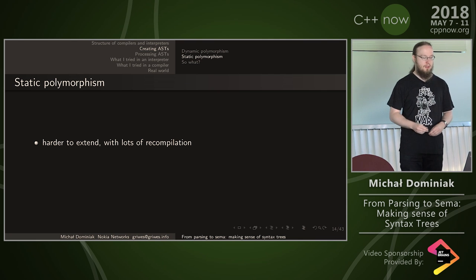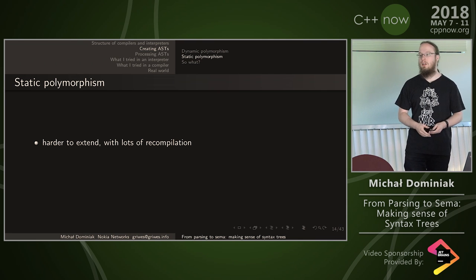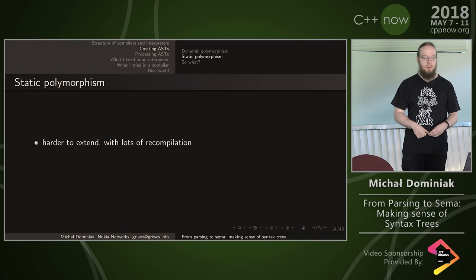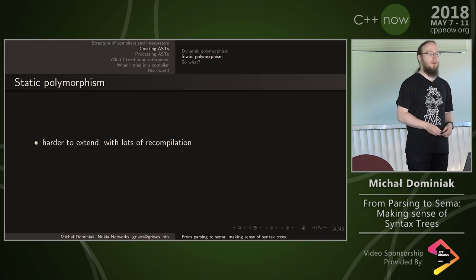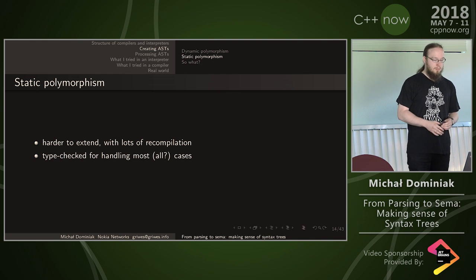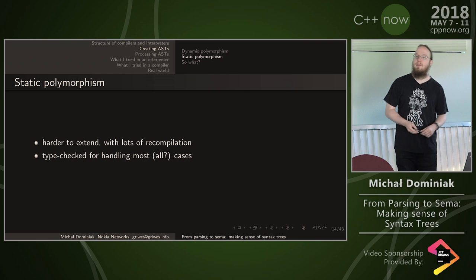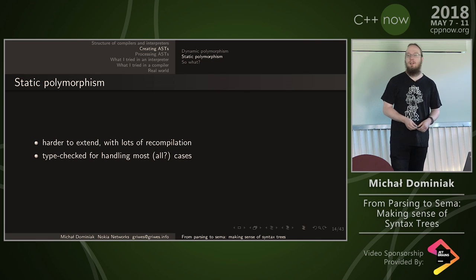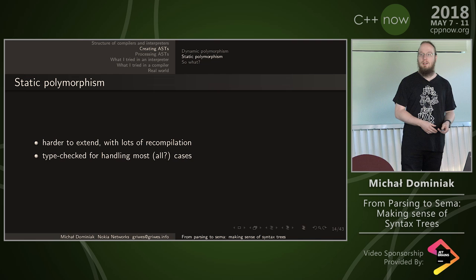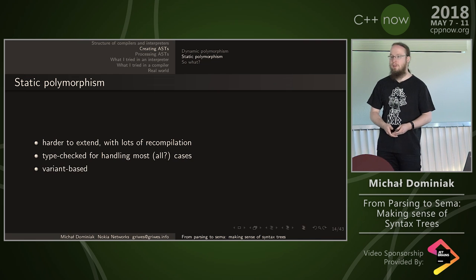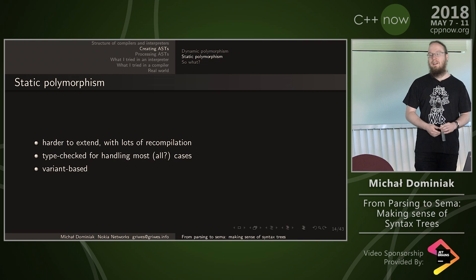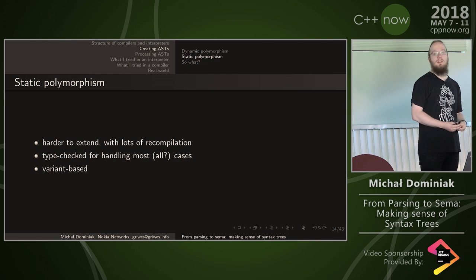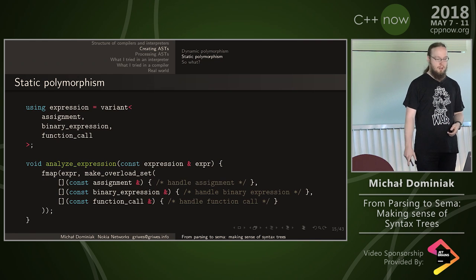All right, so the other way we can do this is to have static polymorphism. So this is going to be harder to extend. And every time we try to do something new in the AST, we are going to have to recompile the whole thing. But we can always be sure that we handle all the types in the AST, because the compiler is going to type check everything for us. And we are probably going to use an implementation of variant somewhere, right, to implement this.